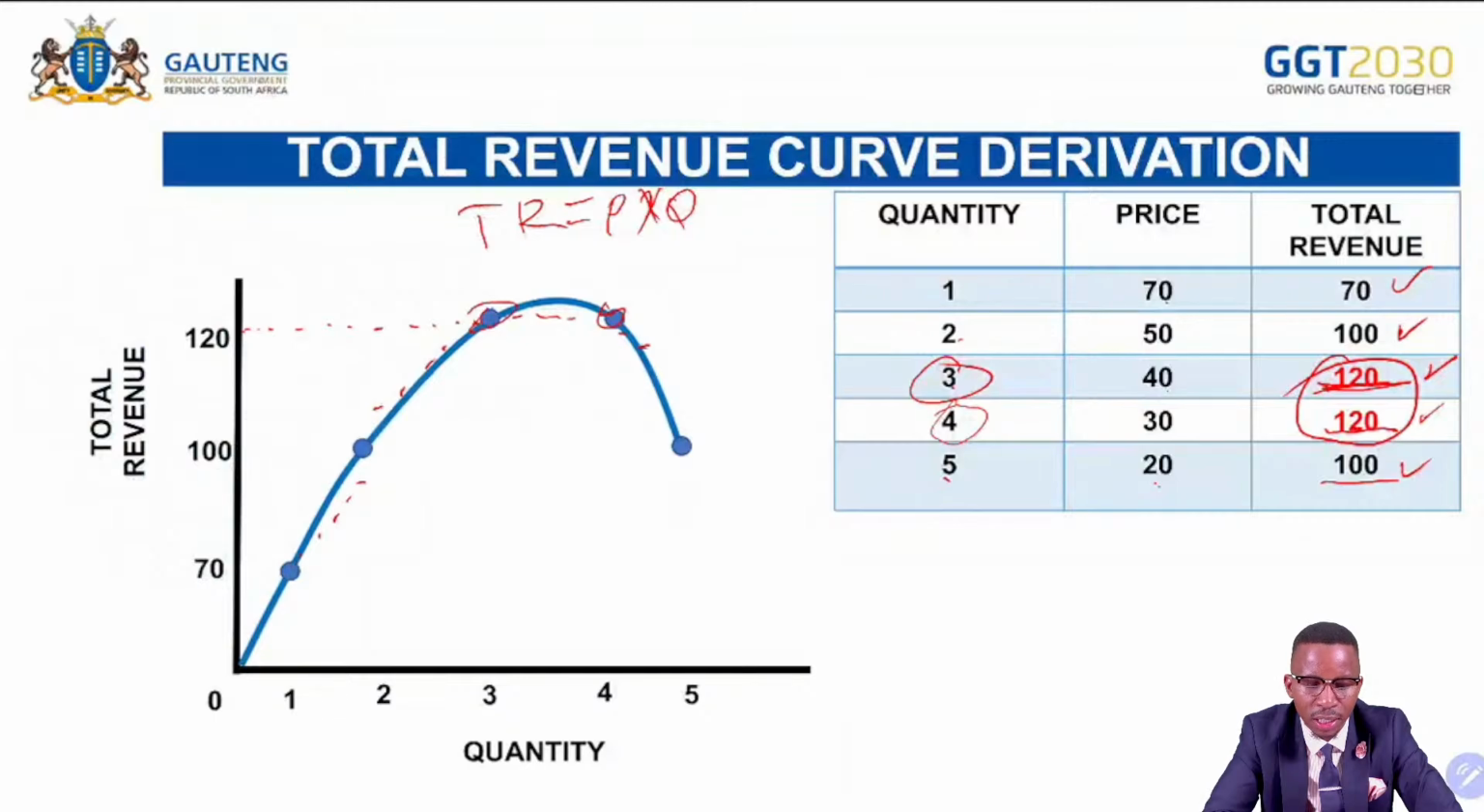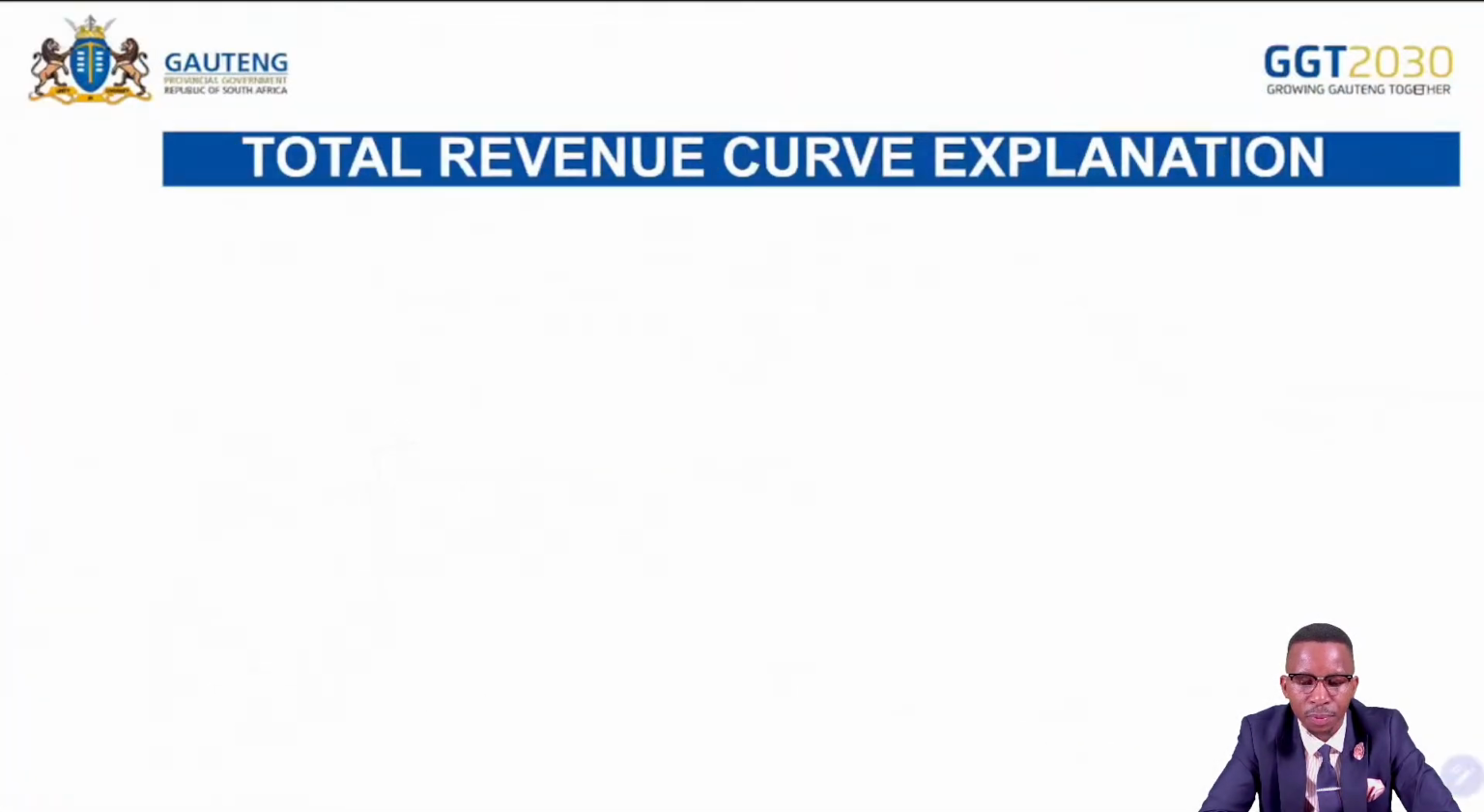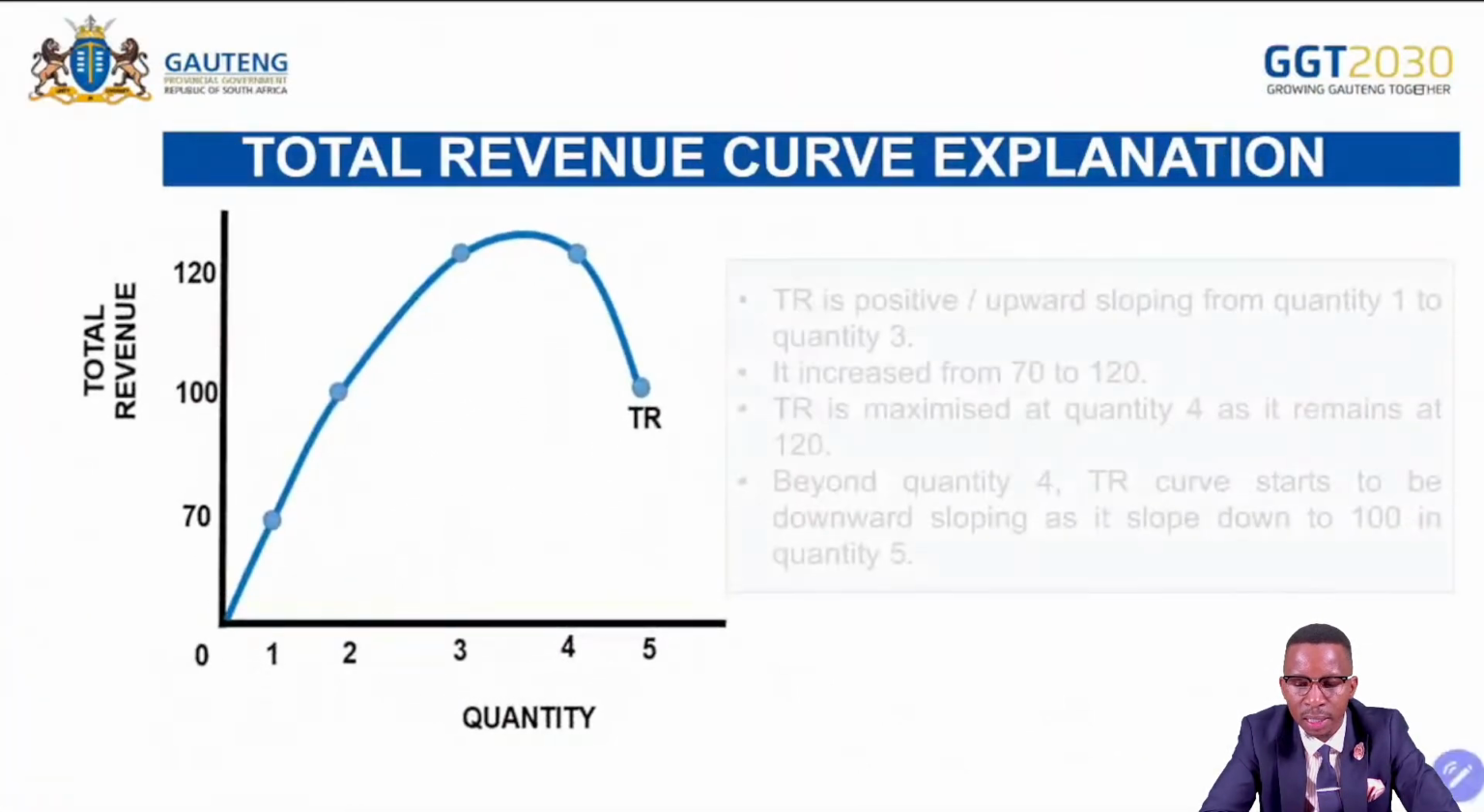There you see our TR. It increases sharply and goes up until it reaches 120. Then after 120, it doesn't go further, meaning we have maximized our total revenue at that point. That is our TR, or total revenue. So this is our TR now, an explanation.